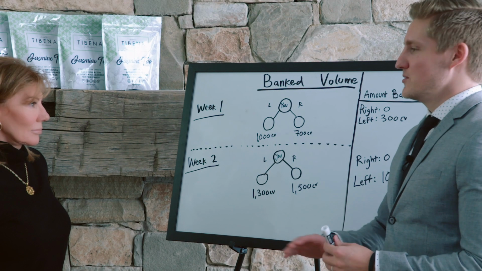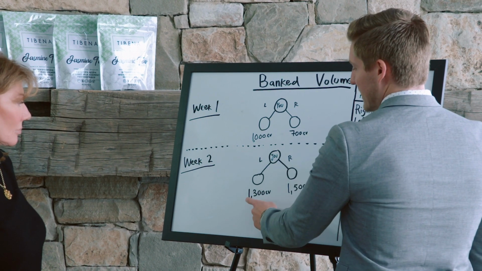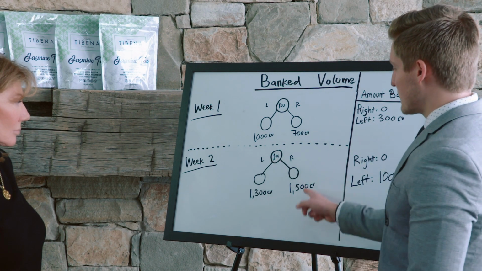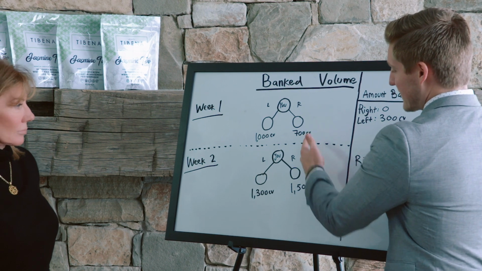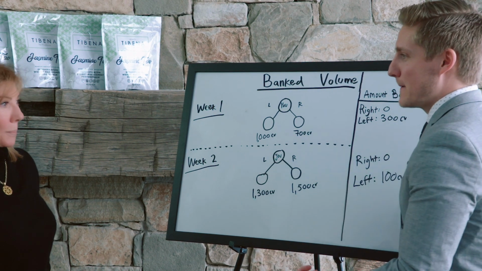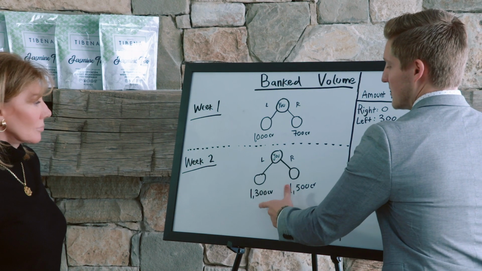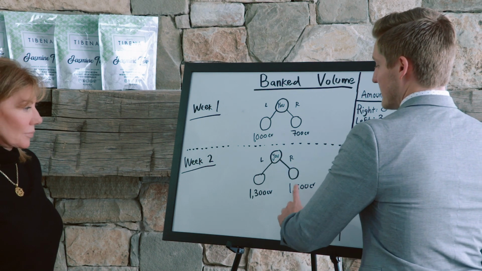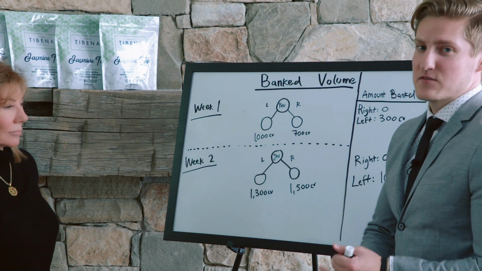Let's move forward to week two. Your common leg did 1,300 CV, and your personal leg did 1,500 CV. You can see that your personal leg became bigger than the common leg. In this scenario, the leg you're paid out on is always the one with less volume. So you would be paid out on 1,300 rather than 1,500 if banked volume didn't exist.